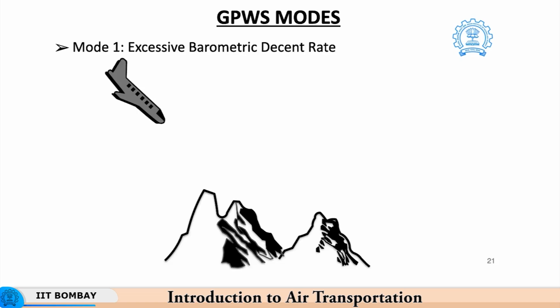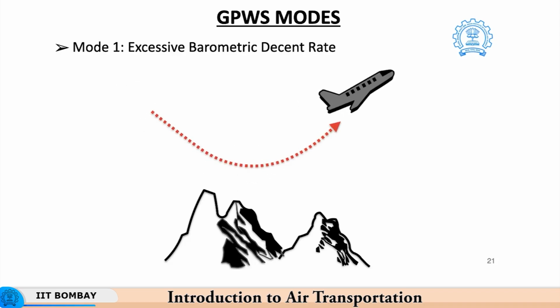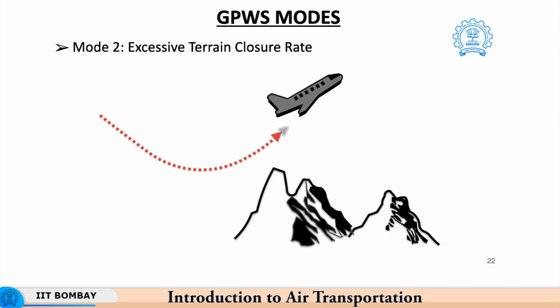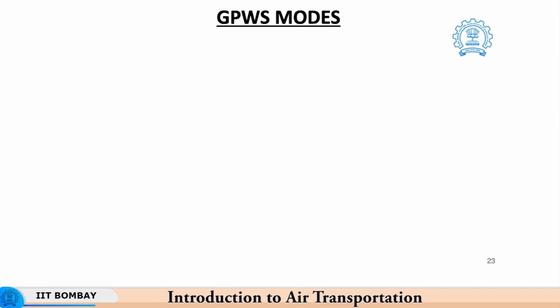First mode, that is mode 1, basically pertains to the excessive barometric descent rate. So, when an aircraft is descending at a very steep rate, such type of warnings will be given. Mode 2 warning basically entails a warning which is given to the aircraft when the aircraft is approaching the terrain at a very fast rate. Such type of warning is given.